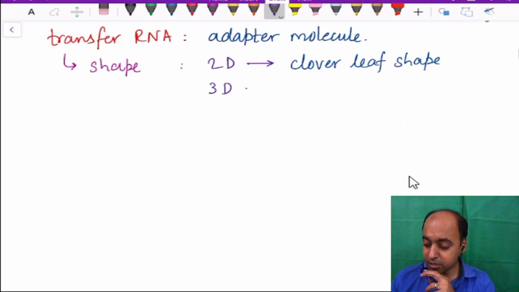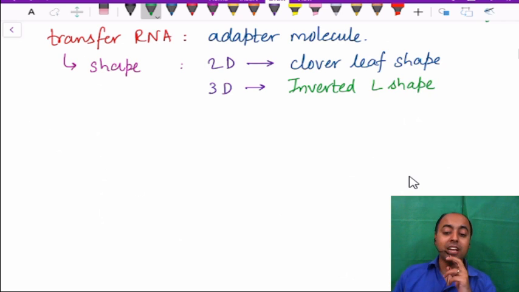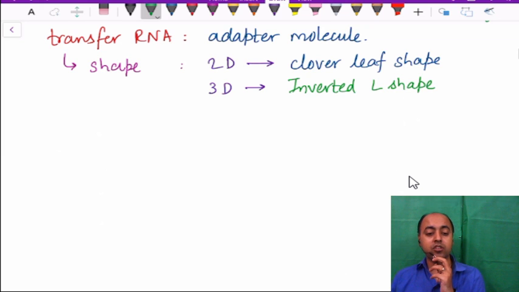In three dimensions, we have a different shape, and that is the inverted L shape. Remember, for two dimensions we will have a different answer, for three dimensions we'll have a different answer. So you have to read the question very carefully before you give the answer, because all of us reflexively remember the clover leaf shape. If the question says 3D, then the answer will be the inverted L shape. Don't make this mistake of writing the clover leaf shape for 3D also. For 3D, the answer will be the inverted L shape. It's something like this. For 2D, yes, the answer is the clover leaf shape.